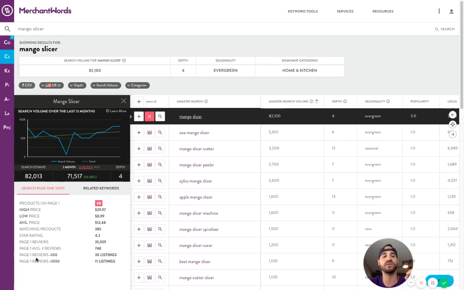Now, coming down here, these are the metrics I like to look at right away: the page one reviews that are under 100 and the page one reviews that are over 1,000. So for products with under 100 reviews, there are 30 listings on page one. That's great. That's awesome. But there are 11 listings that have over 1,000 reviews. Now, that's going to make me run away very fast.